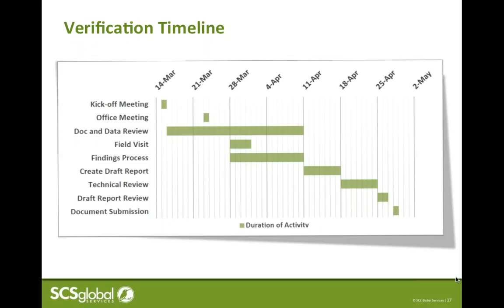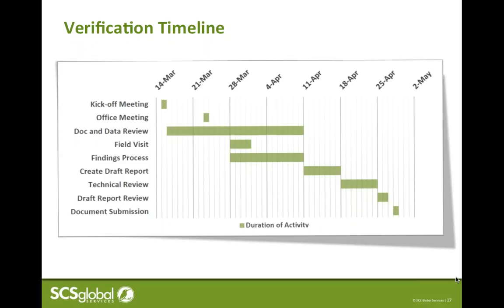Some projects have an office meeting that can be coupled with a field visit. We then perform the document and data review, which takes a large portion of our effort in the verification and validation process. That overlaps most often with the findings process, where we may identify issues and we bring those to your attention. You have the opportunity to correct those issues and report back to us for review. Once all the findings have been closed on our end, then we can begin the report writing process.